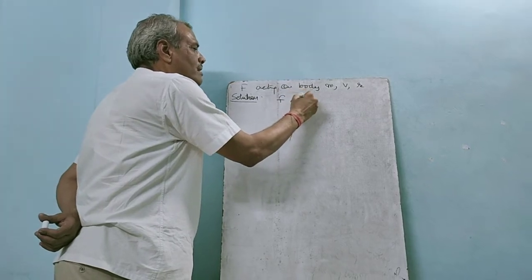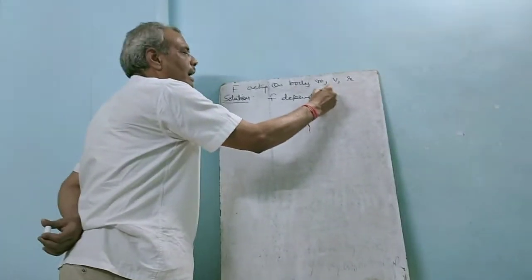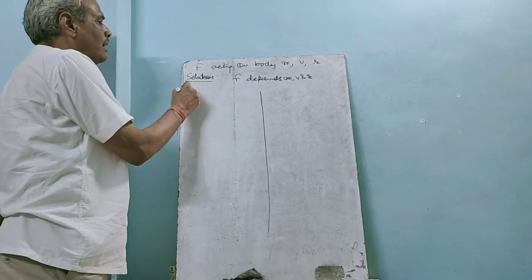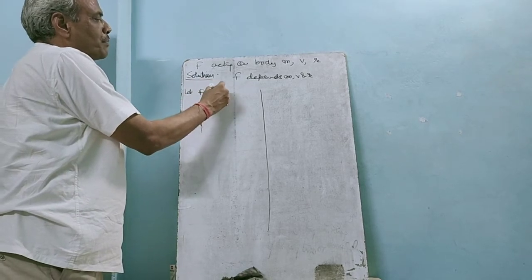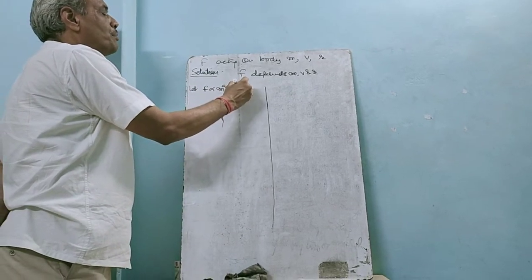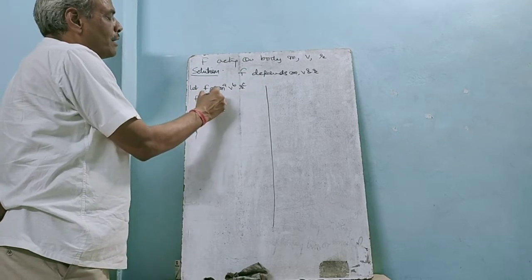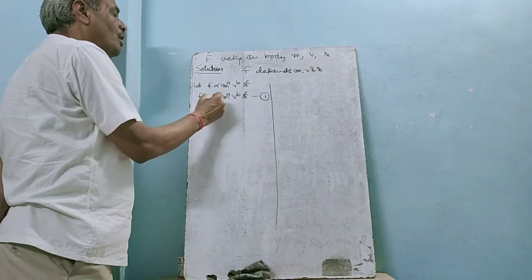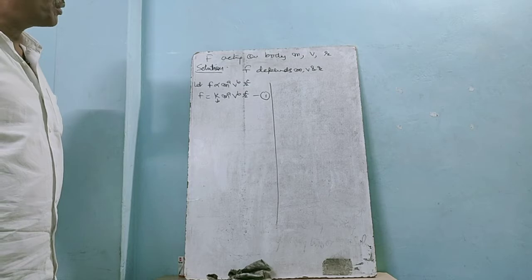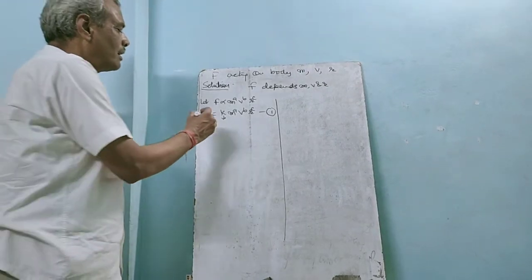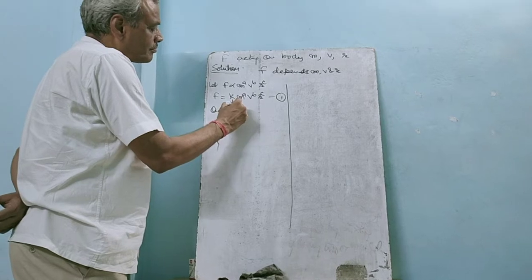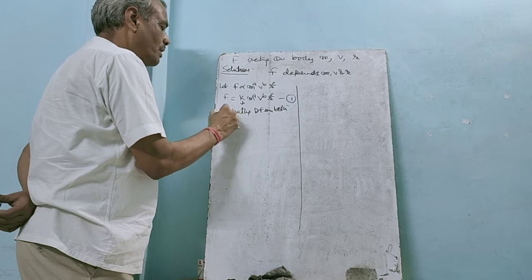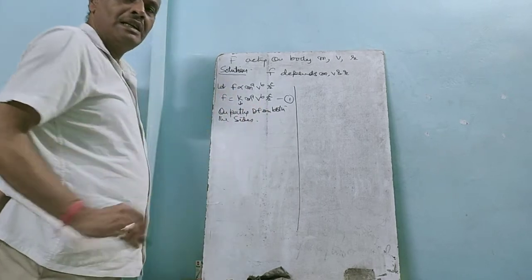See, F depends on M, V and R. Let F be directly proportional to M to power a, V to power b and R to power c. F equals K, M to power a, V to power b and R to power c, where K is a dimensionless proportionality constant. Got it? Now on putting dimensional formulae on both the sides.